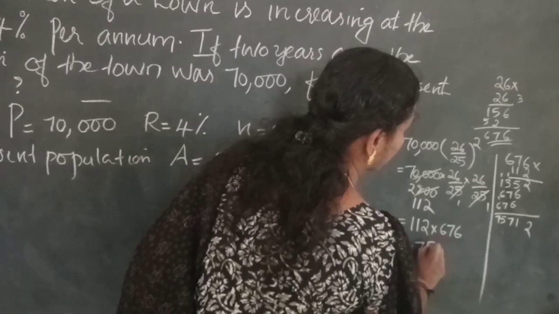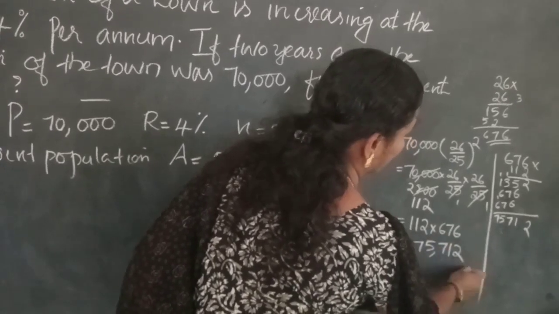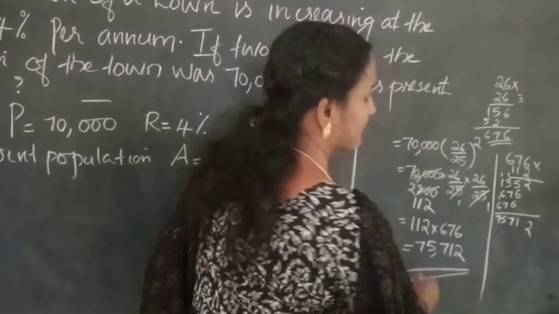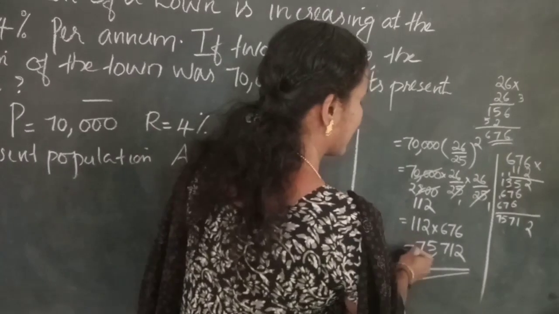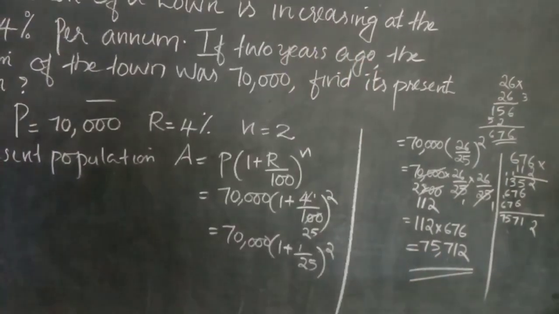So 75,712. So the present population is 75,712.